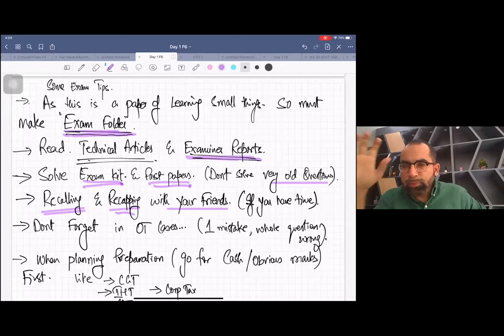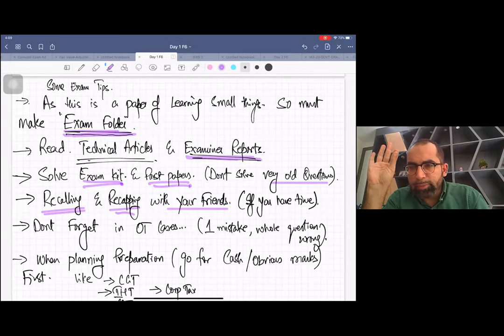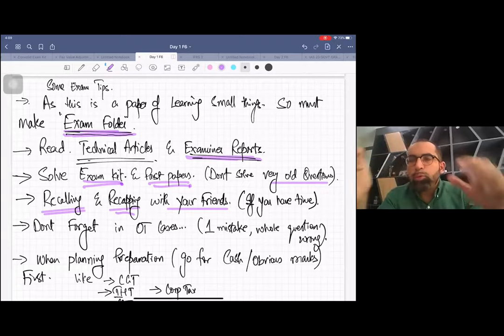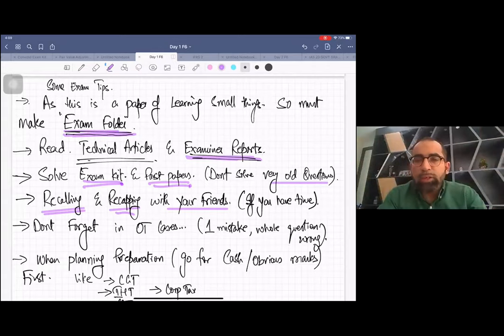Recalling and recapping means you need to sit with your friends and recall everything of property income, what comes under the property income, what comes in the employment income, and you need to recall in front of your friends. So whoever is saying will also get to learn the topic, and whoever is listening will also learn it. So it is beneficial for both.